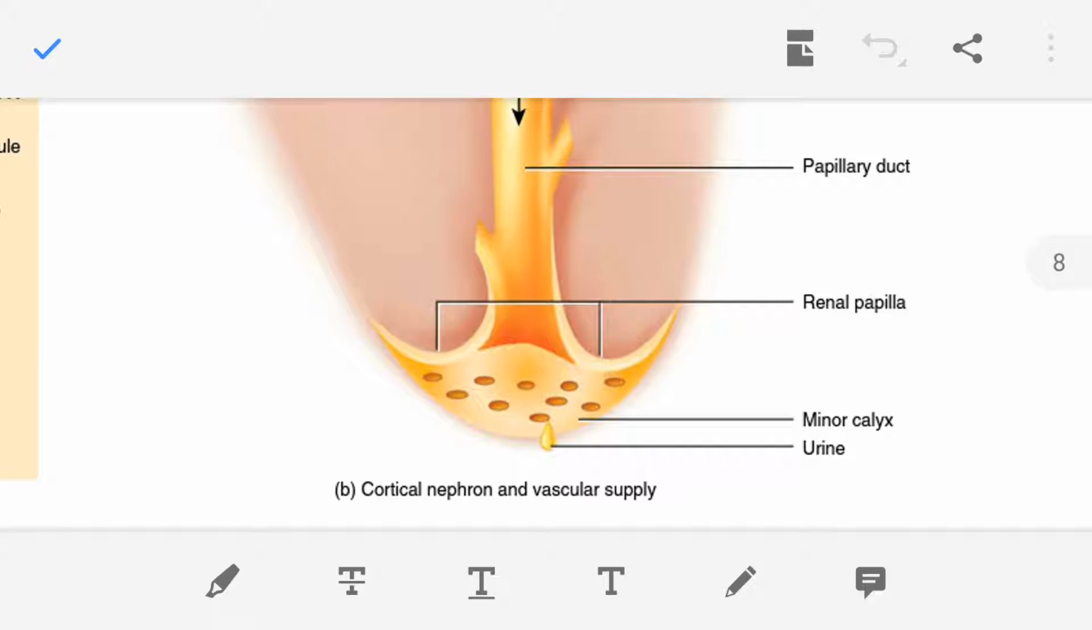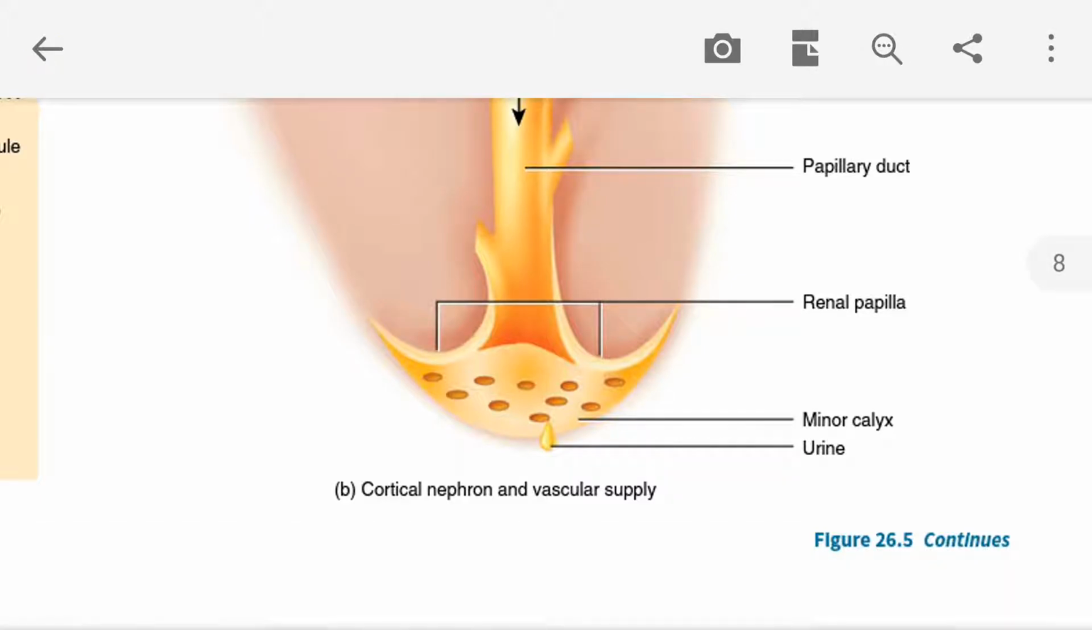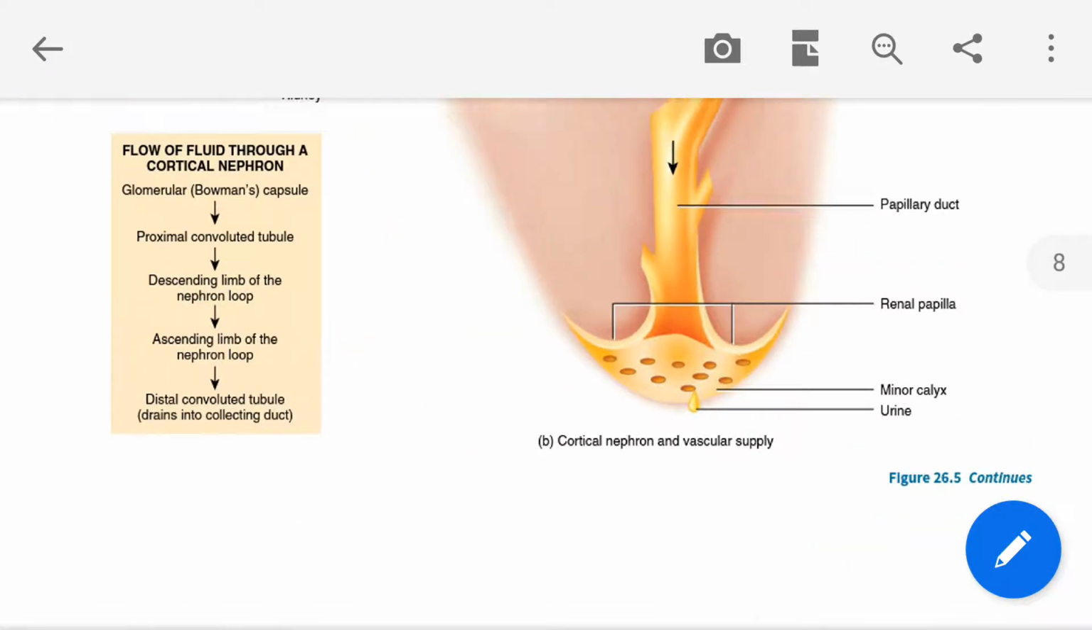So we can say the filtrate is converted into urine when it passes through the renal tubule and finally reaches this minor calyx. It is converted into urine now.